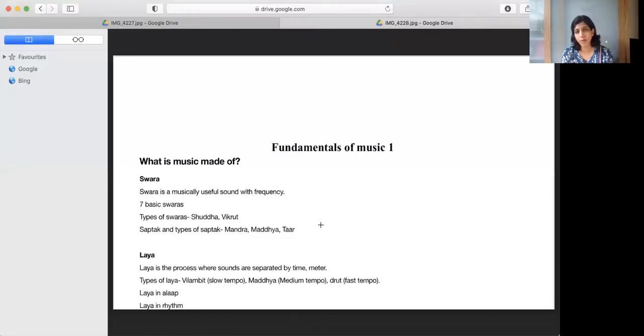There is laya in alap also. Whenever there is a composition, any kind of composition, and whenever there is a raga presentation, in each alap there is a certain laya. For example, so there is a certain laya which is followed in this phrase. If I break that laya, then the phrase will not do justice to that raga.